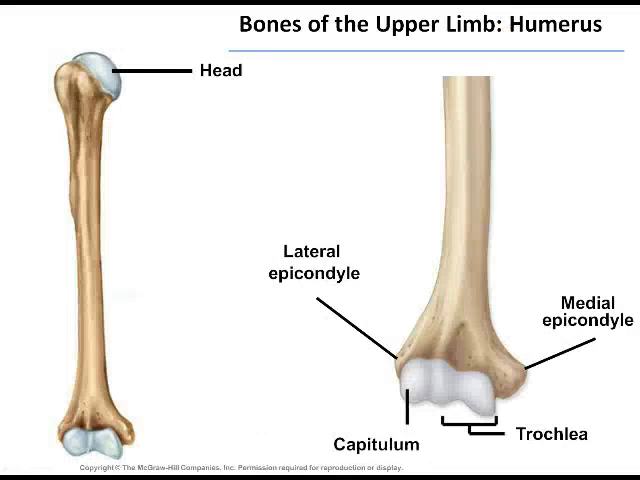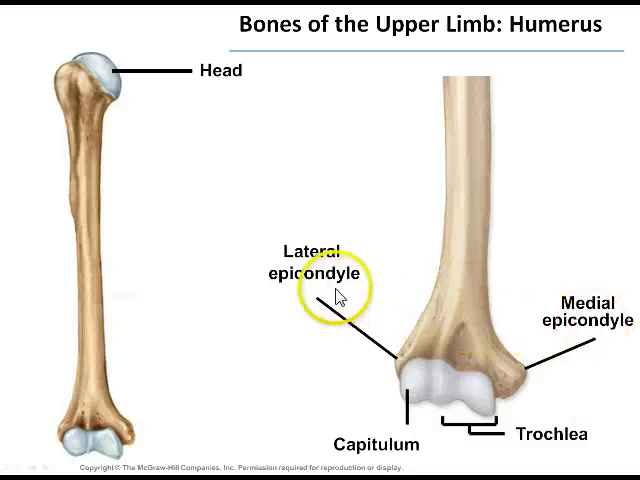Moving down now to the bones of the upper limb. In the arm, we find the humerus. The humerus at its proximal end has the head, which we just saw in the previous section, where we saw that the head contributes to the formation of the glenohumeral joint. Moving down to the distal end of the humerus, at the elbow joint region, we can see that there are a number of features that need to be identified.